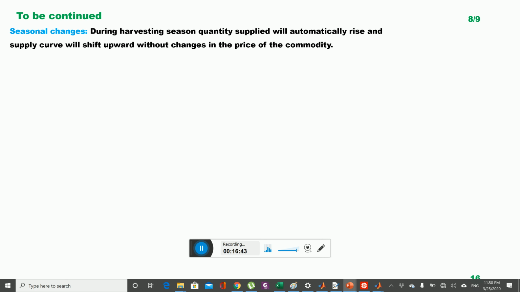So when the quantity supplied changes because of factors other than price, price will remain the same, and quantity supplied will change because of the other factors.